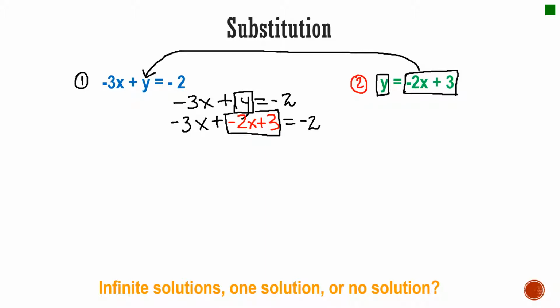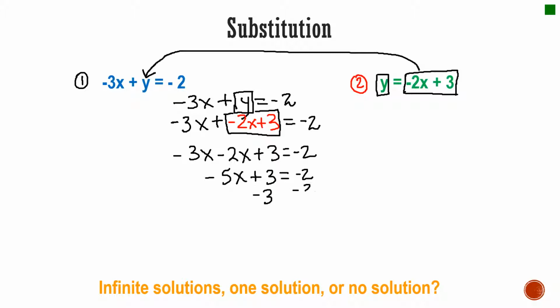And now that I've made that substitution, I have eliminated the y variable, and I just have my x's. So I'm going to combine my like terms. Negative 3x minus 2x plus 3 equals negative 2. I end up with negative 5x plus 3 equals negative 2. I'm going to subtract 3 on each side. I end up with negative 5x equals negative 5. Divide by negative 5 on each side, and now x is going to give me a positive 1.